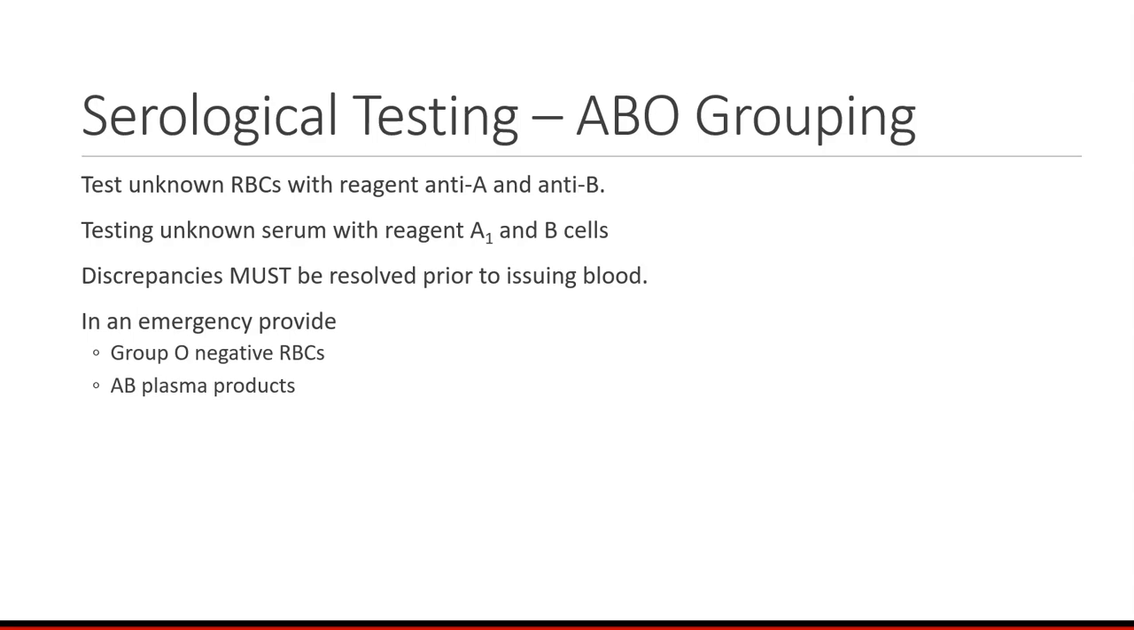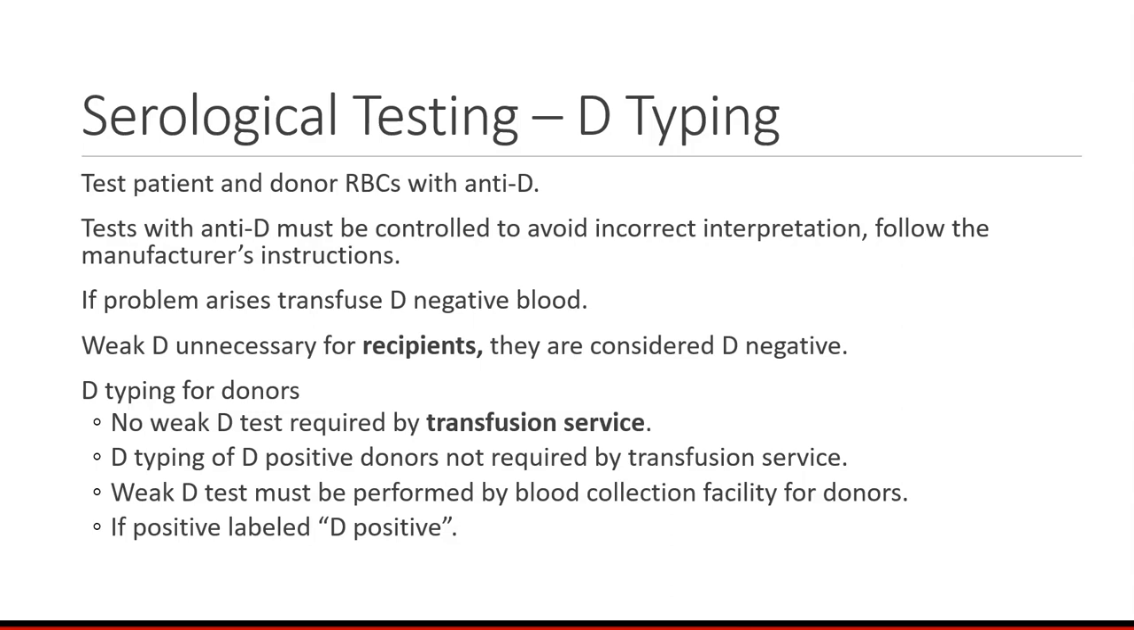In an emergency, you will provide group O negative red cells unless we can actually determine the patient's D type, and AB plasma products. Let's talk about D-typing. This involves testing the patient or donor cells with anti-D. The test with anti-D must be controlled to avoid incorrect interpretation. Follow the manufacturer's instructions. And there are 2 times when a D control must be run.